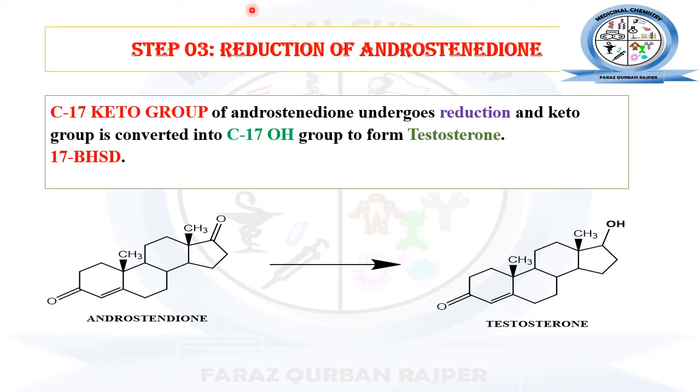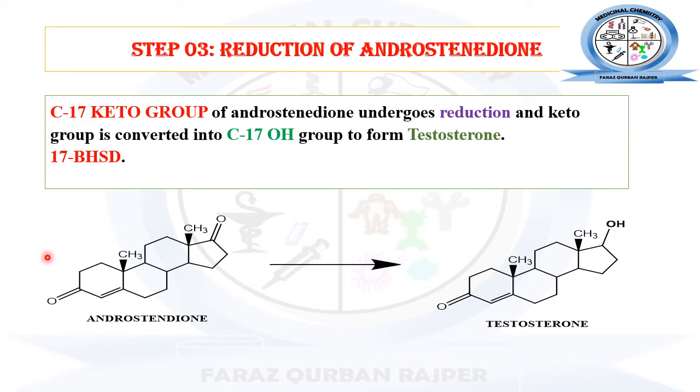So now the next step is the reduction of androstenedione. Let's recall our memory that the first step was the formation of dehydroepiandrosterone from pregnenolone. In the next step, dehydroepiandrosterone undergoes oxidation and gets converted into androstenedione. And now in the third step, reduction of androstenedione will take place.